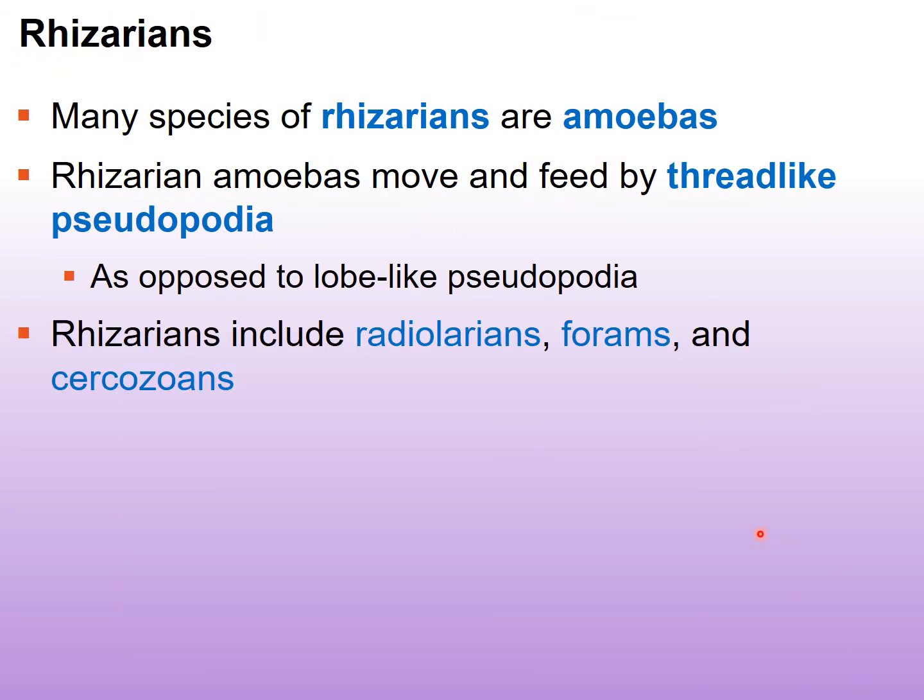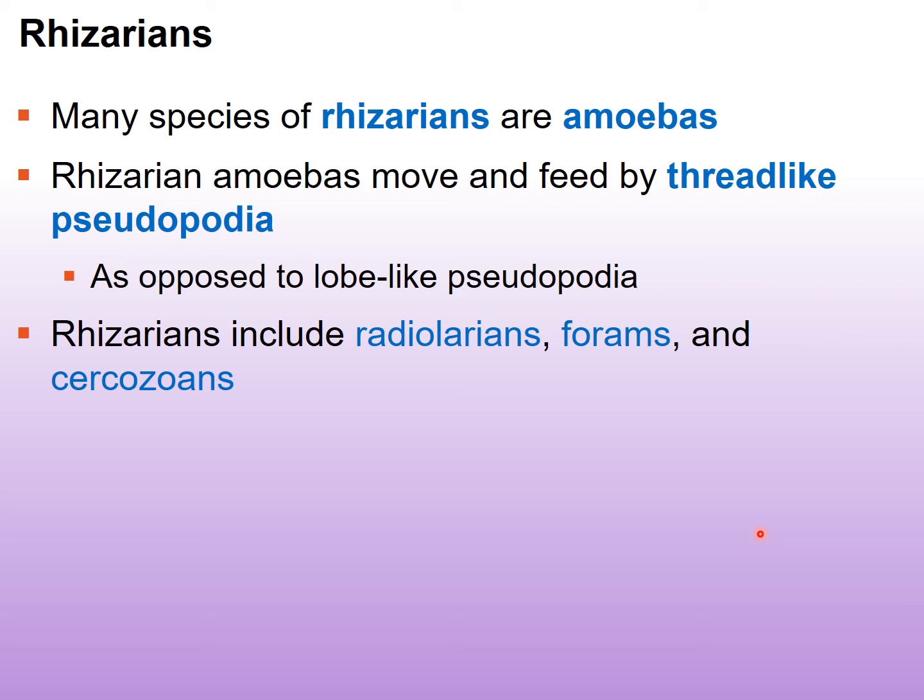Now, rosarians is the last group of the SAR clade. Many of them are actually amoebas, but they're not amoebozoans. So we have amoeba or amoeboid-like type organisms that are not actually amoebozoans. Amoebas are those types of organisms that actually have pseudopodia, and that's how they move and feed. So they're basically just like extensions of the surface of the cell. And pseudopodia means like fake feet. So that's, again, how they move around.